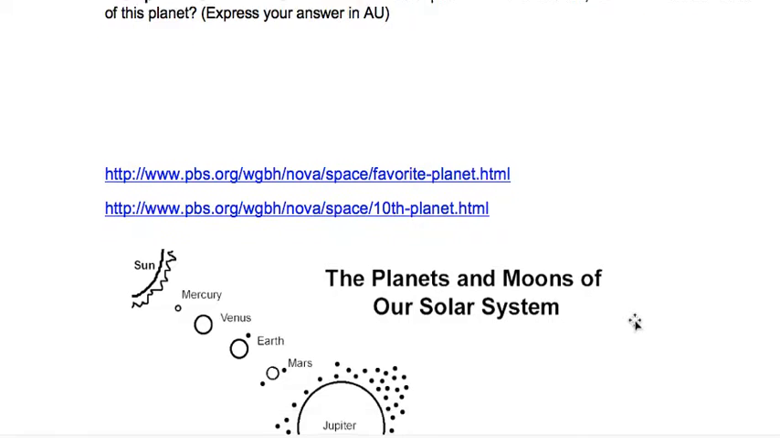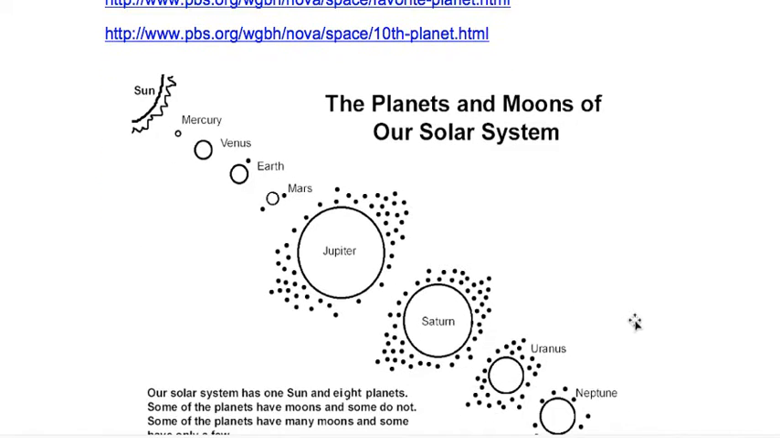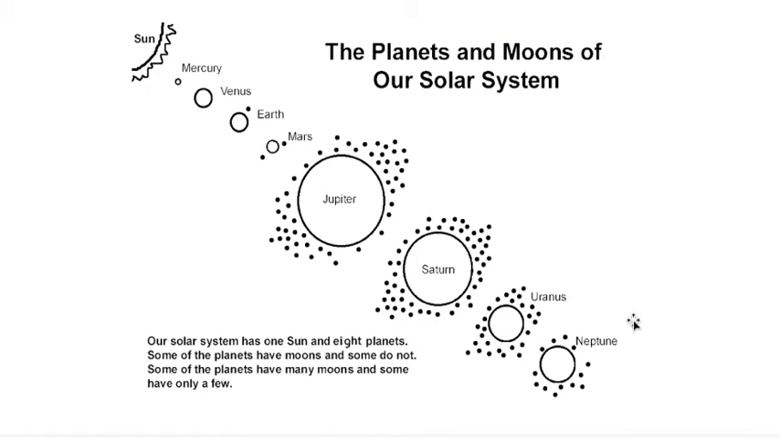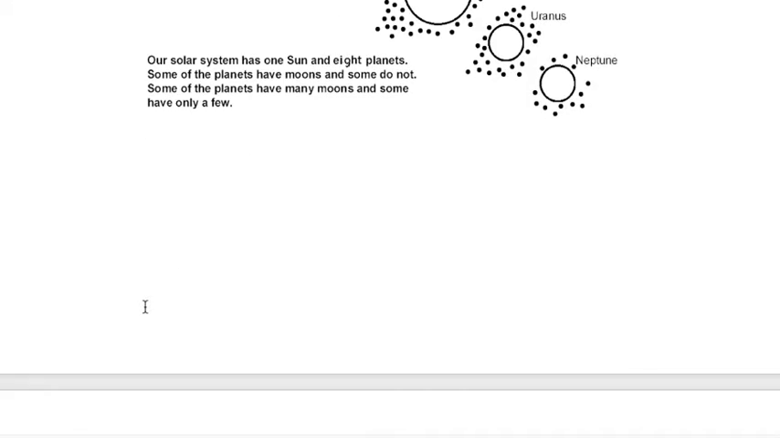So here's a picture of the planets and moons in our solar system. Just to give you another view. So you can see how many moons. The outer planets tend to have many moons. Inner planets have very few or none. And that is our solar system.